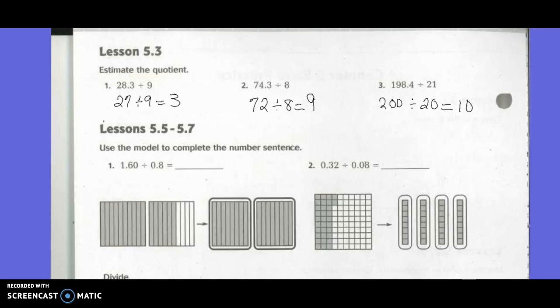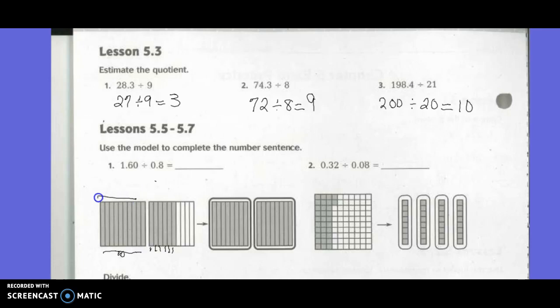Now we're going to go on to lesson 5.5 and 5.7, because use the model to complete the number sentence. So they drew a model of 1 6/10. How many tenths are in 1? 10, remember? And they want to divide them into groups of 8/10. So how many 8/10 are in 1 60/100 or 1 6/10? So they've done that.